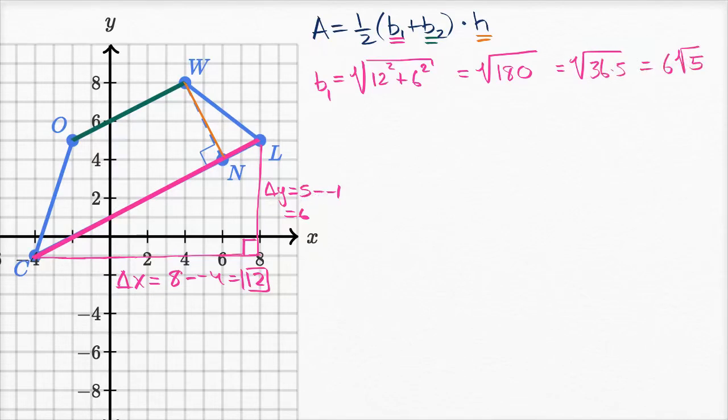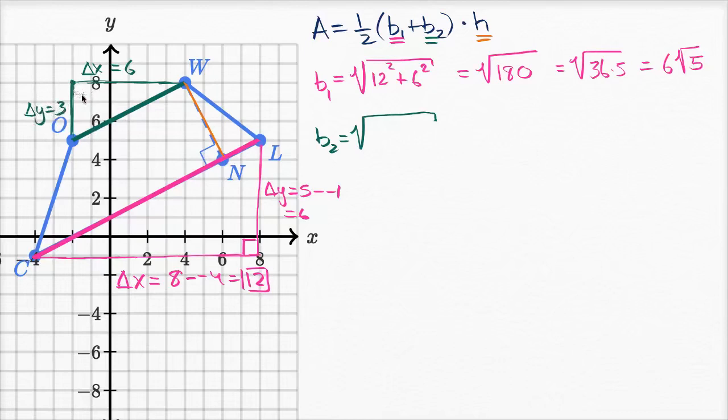Now let's figure out B2. So B2, once again, is the square root of change in x squared plus change in y squared. We could set up a right triangle, if you like, to figure those things out. Our change in x, we're going from x equals -2 to x equals 4, so our change in x is 6. Our change in y, we are going from y equals 5 to y equals 8. So our change in y is equal to 3.